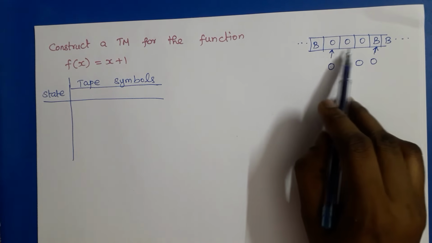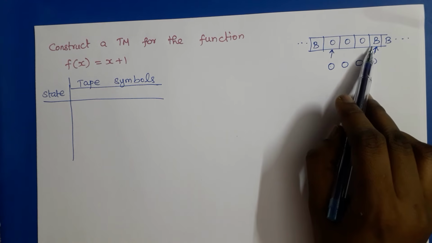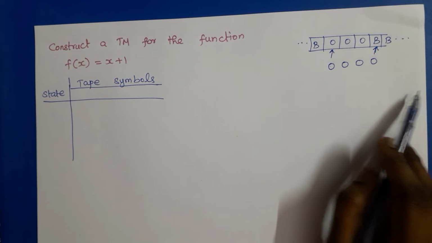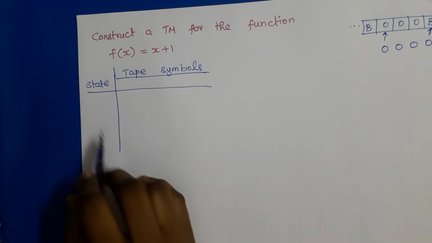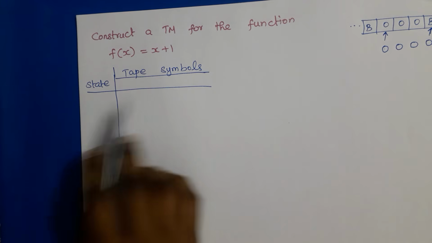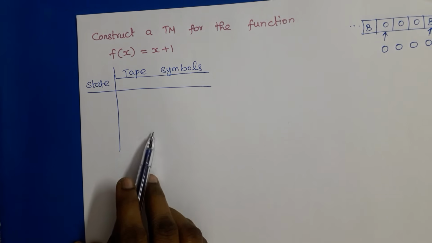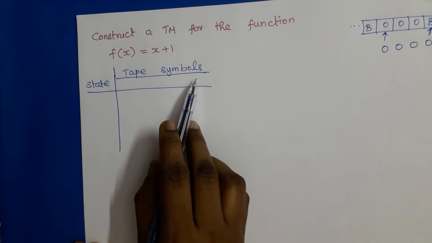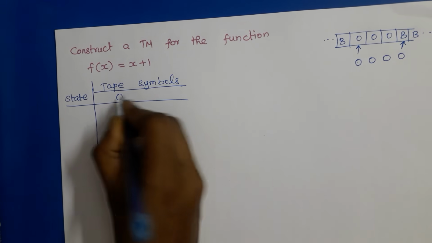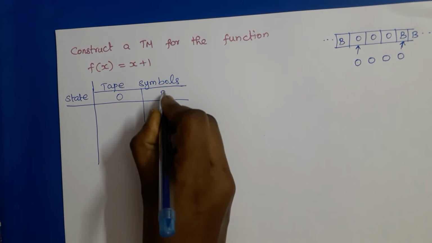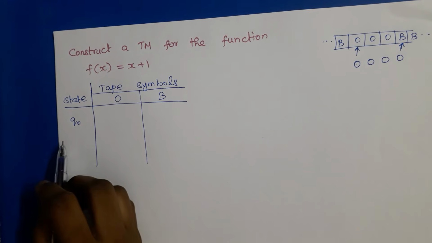So suppose initially the tape has 5 zeros, finally it should contain 6 zeros. This is our aim. Okay, so we can construct the Turing machine table for the Turing machine construction. Here rows correspond to the states, columns correspond to the tape symbols. So here we need 0 and blank as the tape symbols, and assume that Q naught is the initial state of the Turing machine.